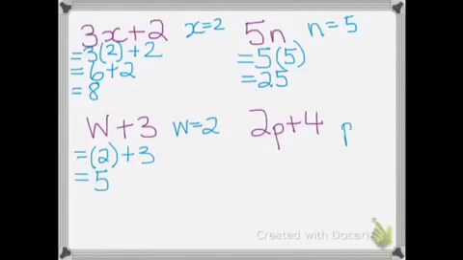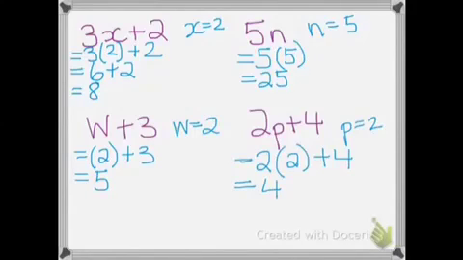And here we've got P equals 2. So I'm going to substitute into the equation. So 2 times 2 plus 4. So I'm going to do the multiplication first because I'm following BEDMAS. 2 times 2 equals 4. And I'm going to add another 4. So now I have my total being 8.